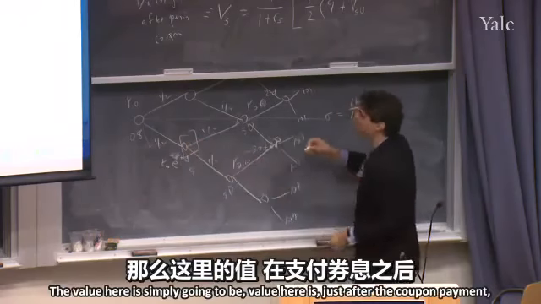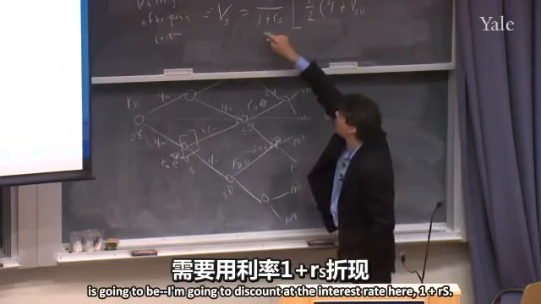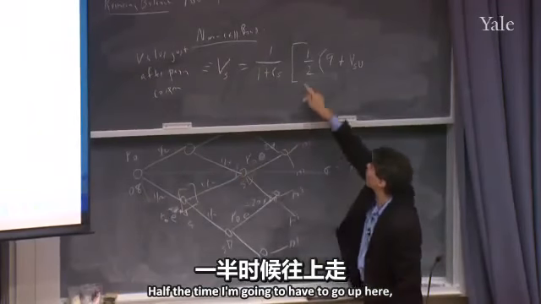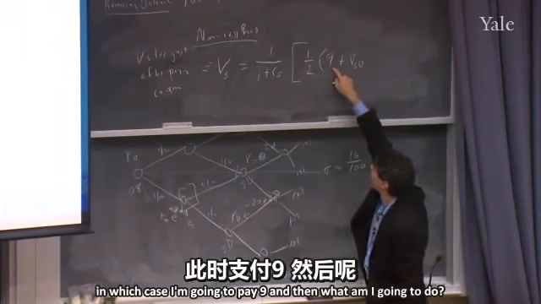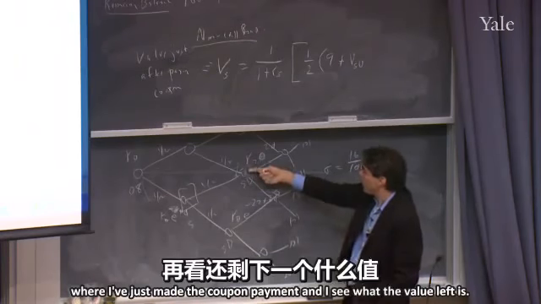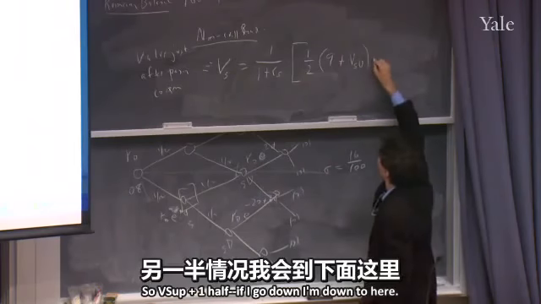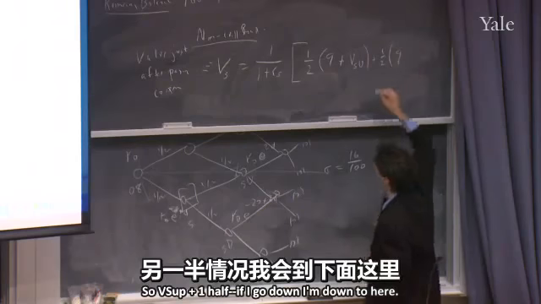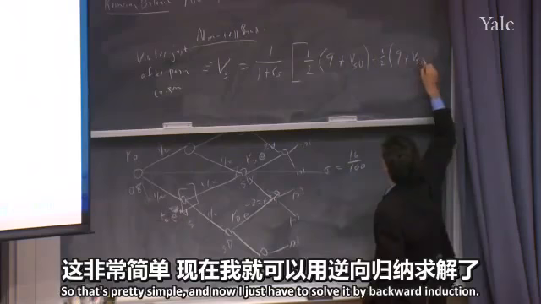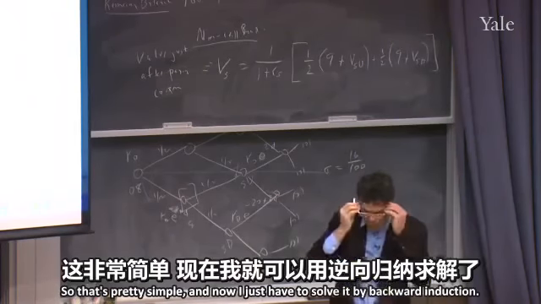The value here, just after the coupon payment, is going to be, I'm going to discount at the interest rate here, 1 plus RS. Half the time I'm going to have to go up here, in which case I'm going to pay 9. And then what am I going to do? I'm going to be in a situation where I've just made the coupon payment and I see what the value left is. Well, that's the number we already calculated. So VS up plus 1/2. If I go down, I'm down to here. It's 9 again plus VS down. So I mean, that's pretty simple. Okay, and now I just have to solve it by backward induction.